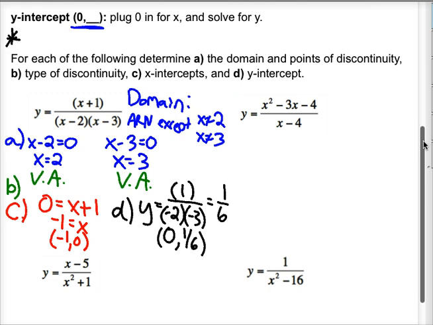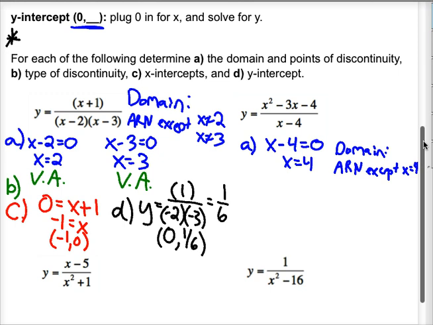So moving on to our next one, and I'm going to color code these the same way so you can see the steps. Step 1, find the domain and point of discontinuity. Well, again, that is where you take the denominator and set it equal to 0. So what this is saying is that there is a point of discontinuity at x equals 4. So the domain is all real numbers except where x equals 4.